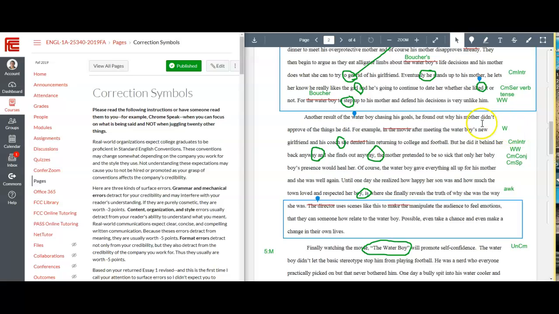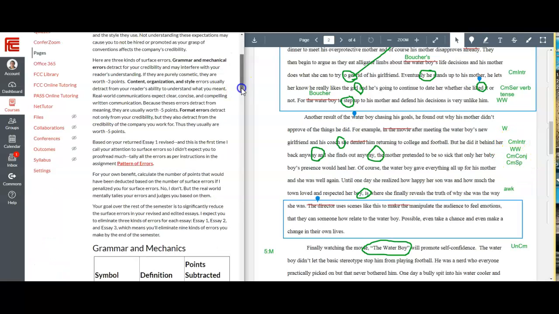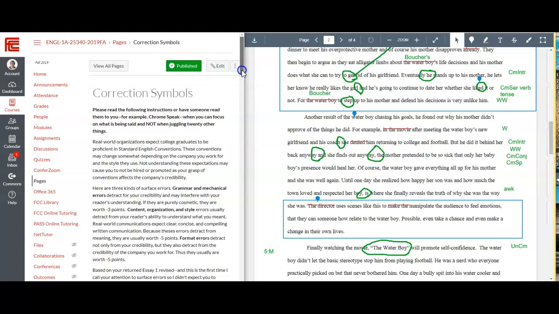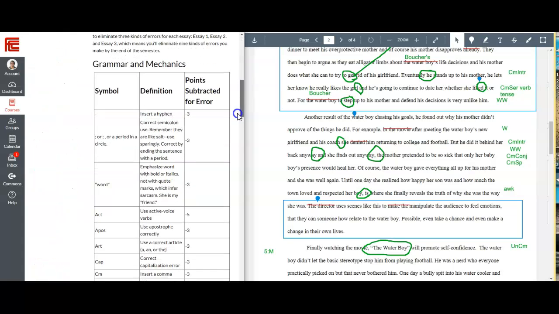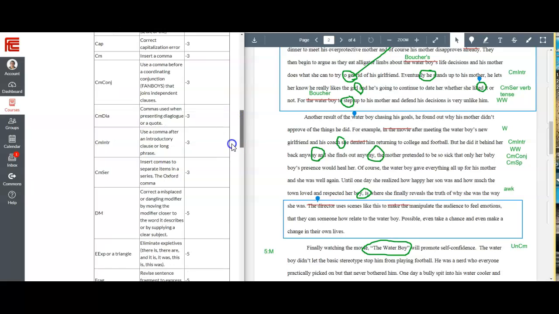So for example, I'm only going to be focusing right in here because I have comma. This is a different example. I have comma INTR, which means comma introduction, and comma conjunct, which means comma conjunction, and then comma splice. So I'm only going to be talking about these three. On the correction symbols, you would have listed these on your pattern of errors, so you would understand the definition of what these symbols mean.